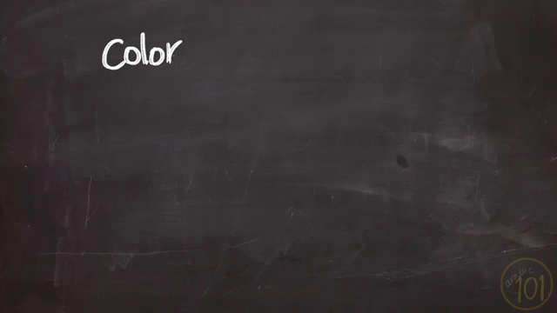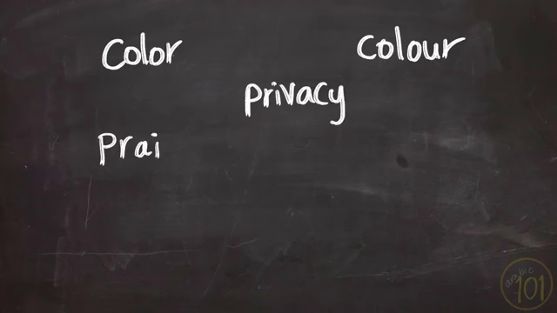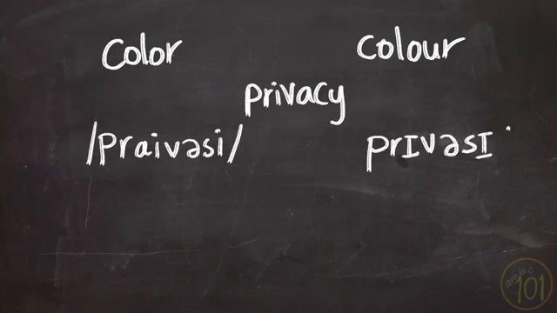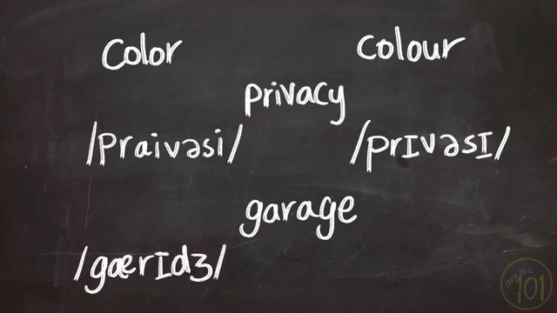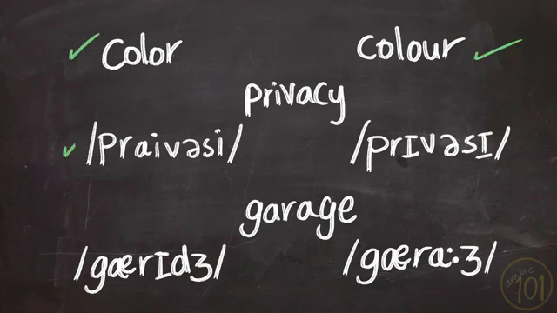Do you write color like this or like that? Do you say privacy or privacy? Garage or garage? Obviously, this is all correct English, and these are but variations with the exact same meaning.